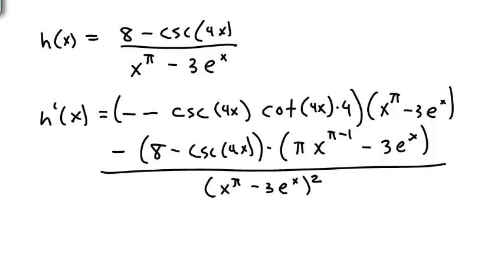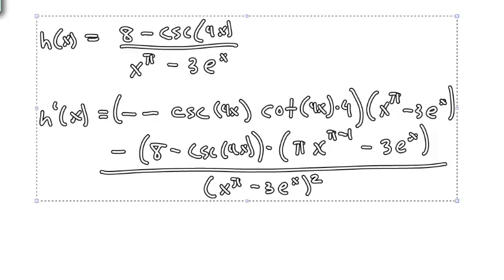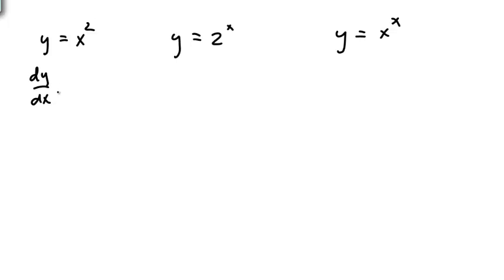So, yeah, remember your quotient rule. And to finish this little lesson off, I want to talk about 3 different functions. We could have y equals x squared, y equals 2 to the x, and y equals x to the x. First one's easy. dy/dx is 2x and we're done.